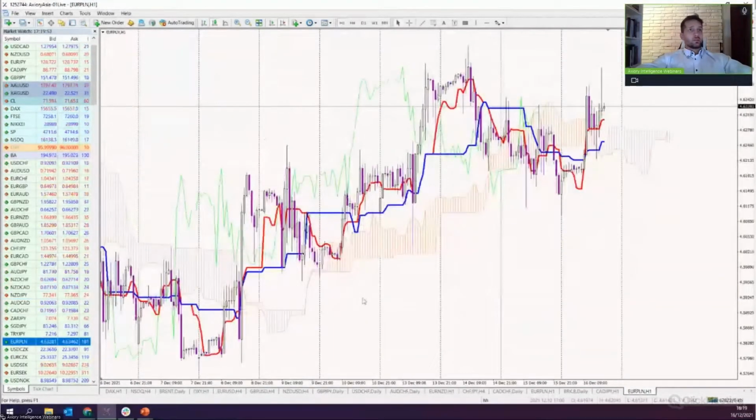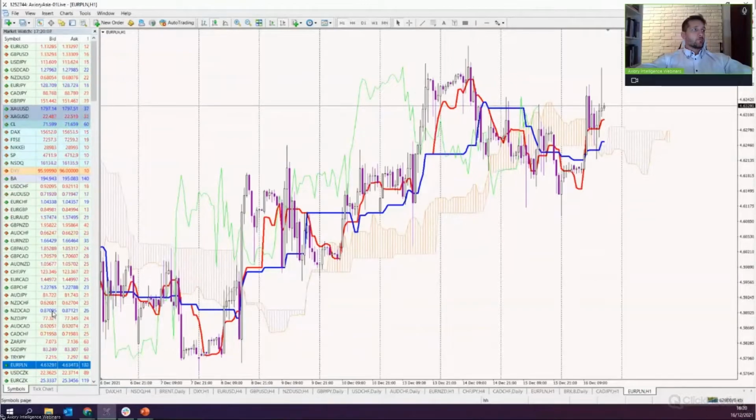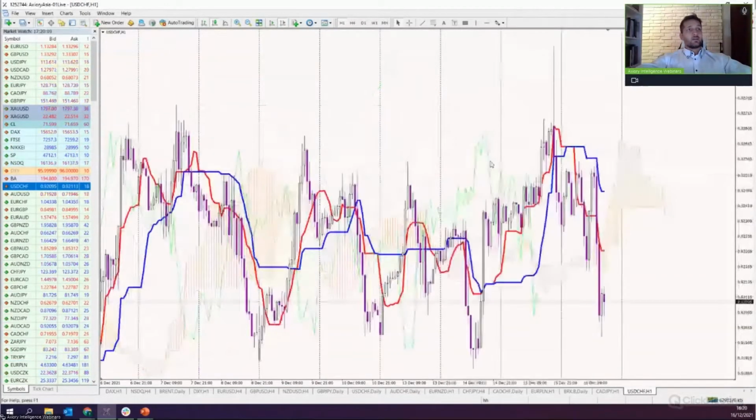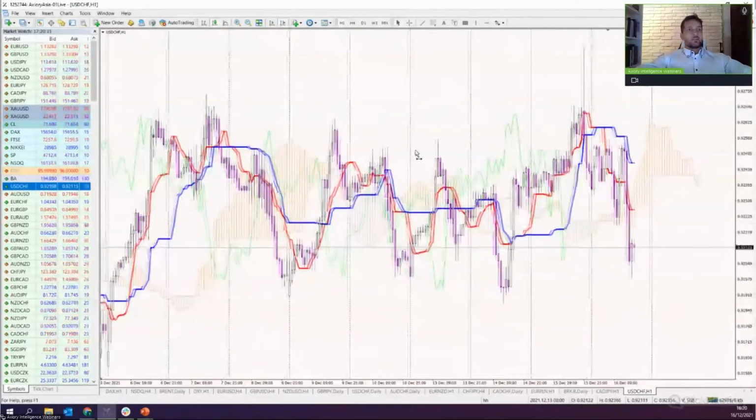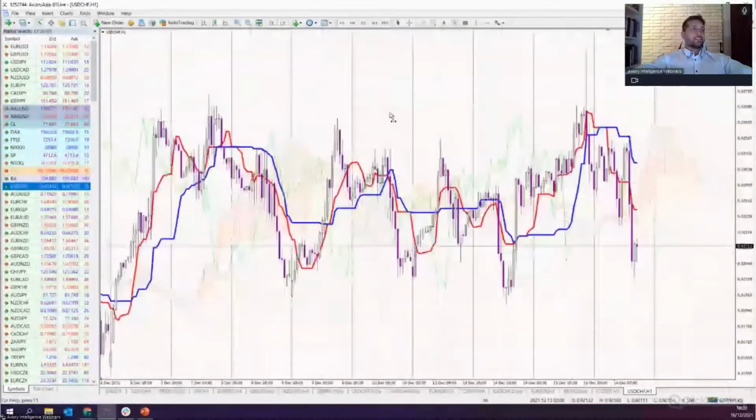Euro to Polish zloty. Buy as well. Tenkan Sen above Kijun Sen. We are above the cloud. That's a buy. That's how the creator of Ichimoku would like to see it.